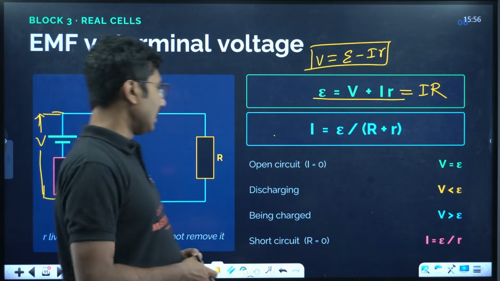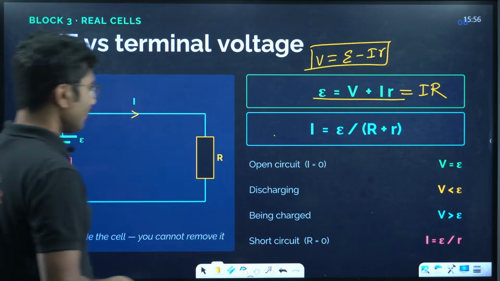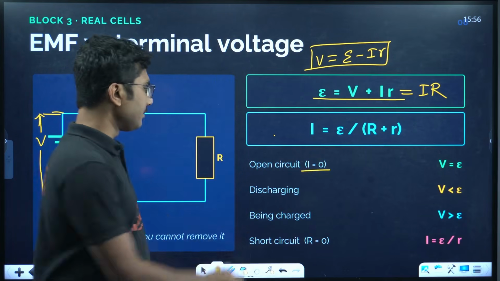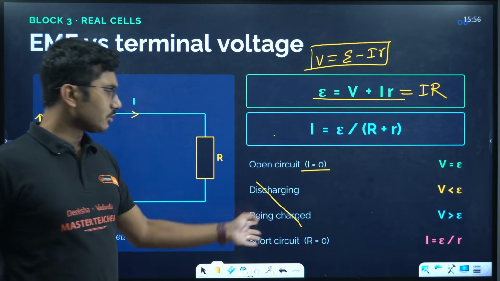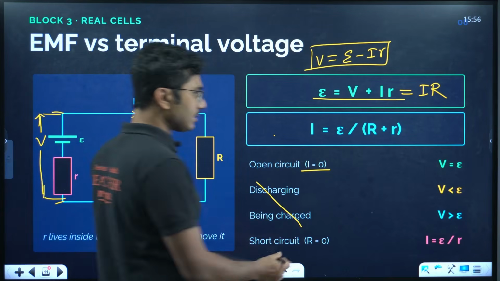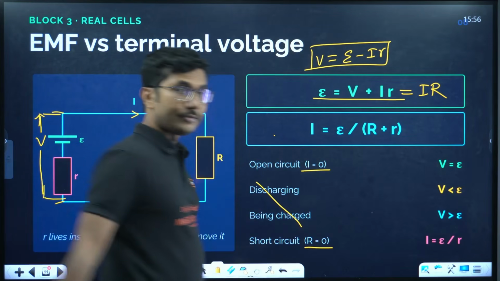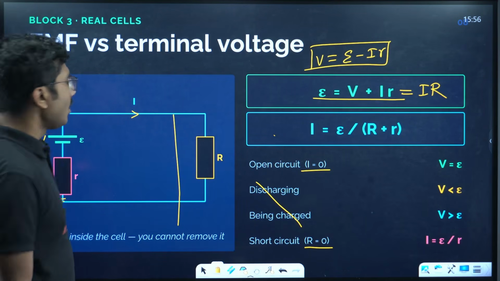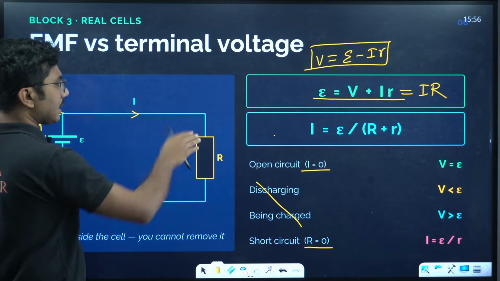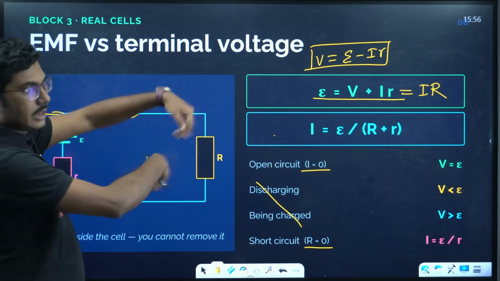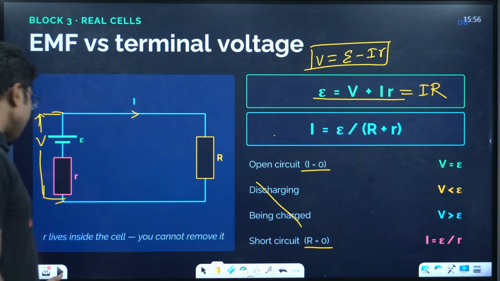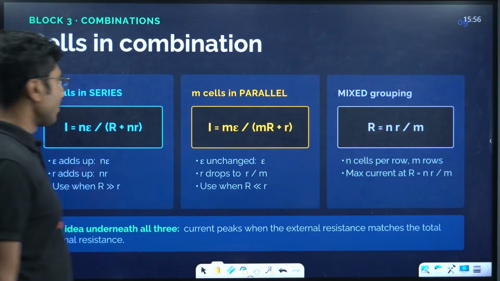Okay, now when the circuit is open, I equals 0. Discharging or being charged is not there. For a short circuit, R equals 0. If you short circuit it like this, obviously R is equal to 0. If you open the circuit, meaning you completely cut the resistance out, the current will be 0. Charging and discharging is not there. We are not going to discuss that.